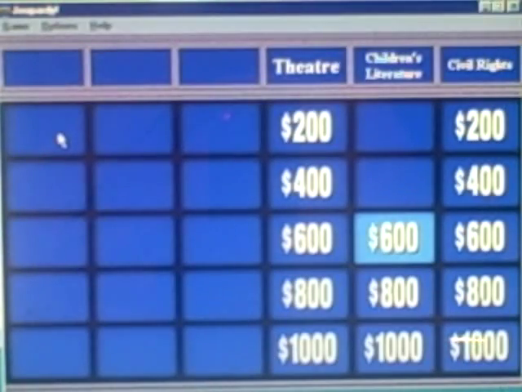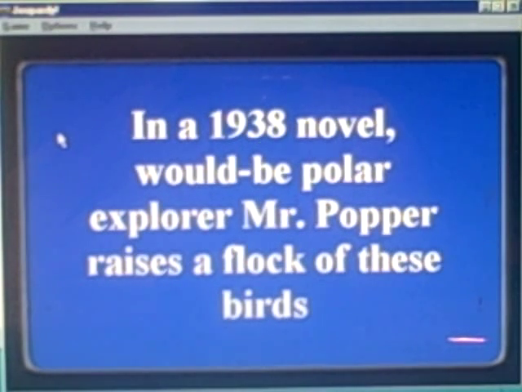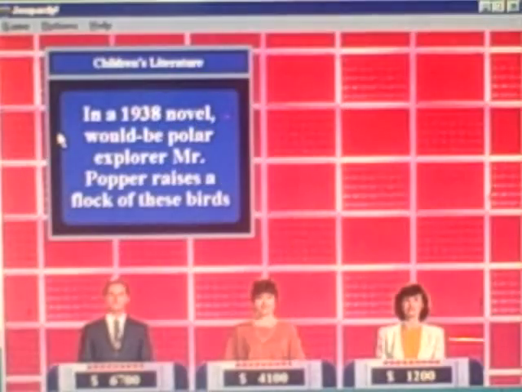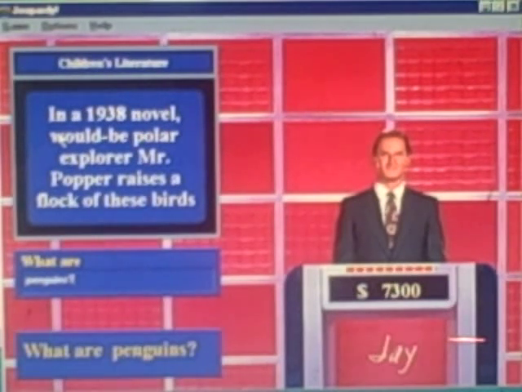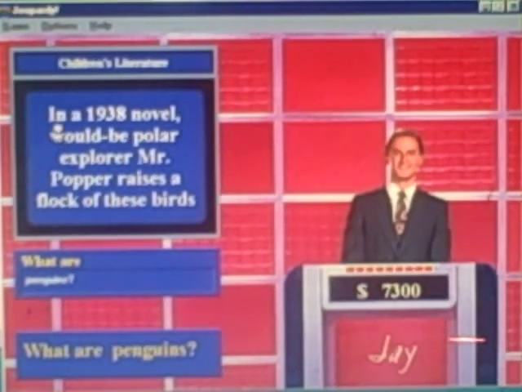Children's Literature 600. Contestant number 1. In the 1938 novel, would-be polar explorer Mr. Popper raises a flock of these birds. What are penguins? Yes, that's correct.